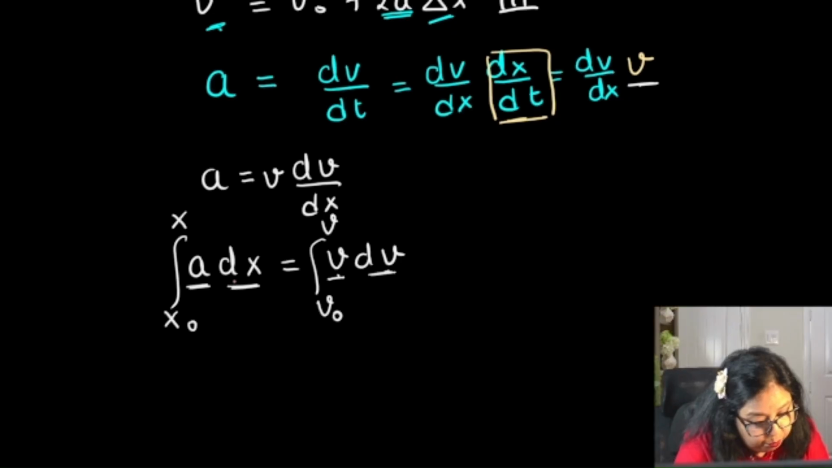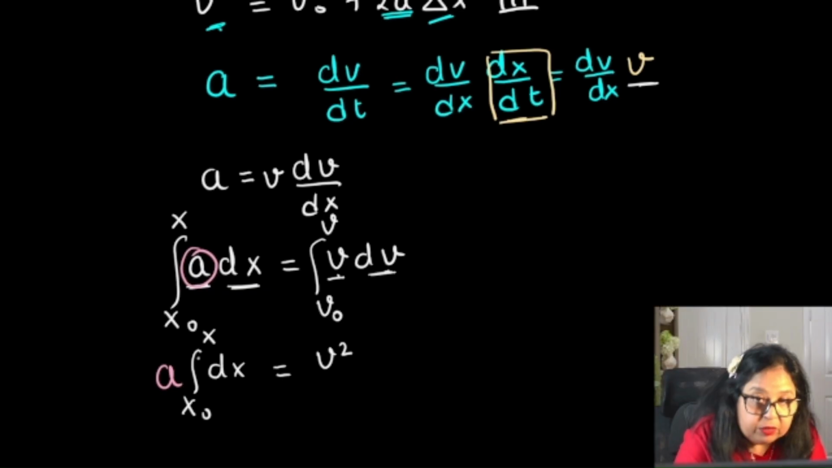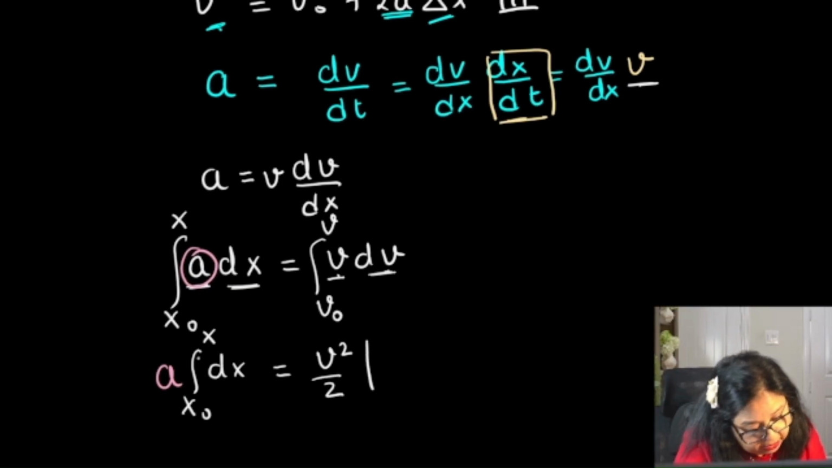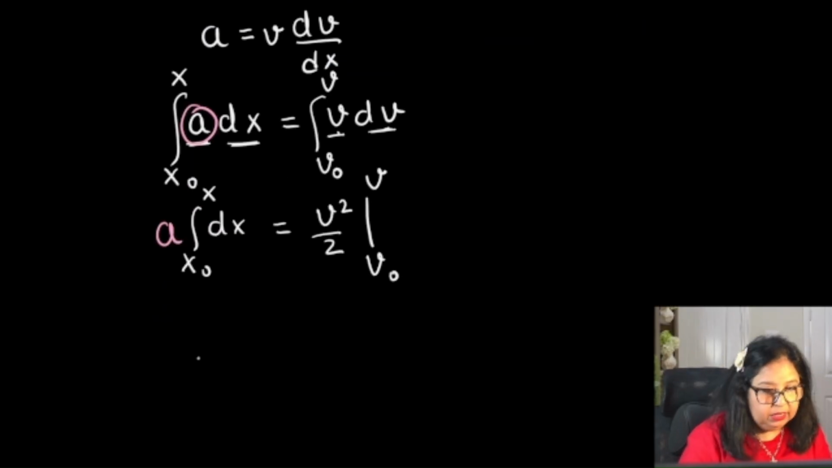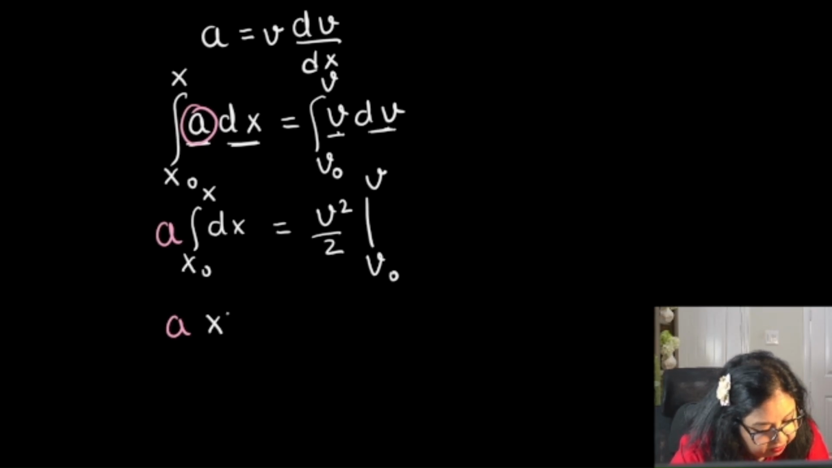Let's go ahead and pull this a out of the integral sign. What do we get? We get a times the integral from x naught to x of dx. And on the right hand side, we get the integral of v with respect to dv, which is v squared over 2, and v changes from v naught to v. On the left hand side, we have a, and then we have the integral of dx, x goes from x naught to x.